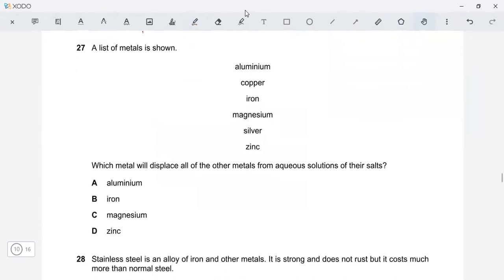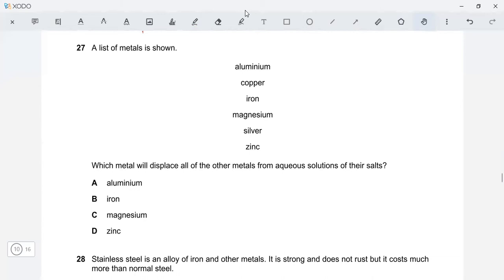Number 27. A list of metals is shown: aluminium, copper, iron, magnesium, silver, zinc. Which metal displaces all other metals from the aqueous solution of their salts? So look at this random reactivity series given here. It's not a proper one. So you have to remember the proper metal reactivity series.